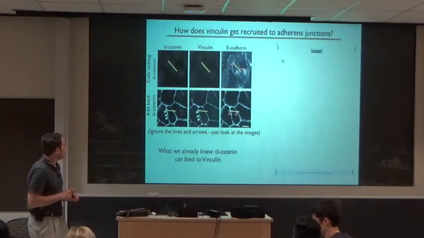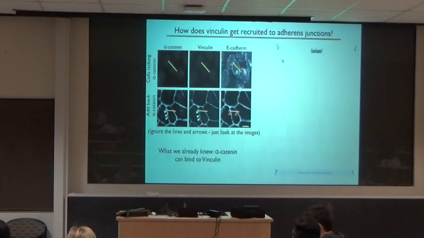The experiment that was done was the following. So we've started with some cells that are missing alpha-catenin. They're mutants that don't have alpha-catenin. Okay? They still have vinculin, they still have beta-catenin, they still have E-cadherin, but they have no alpha-catenin.